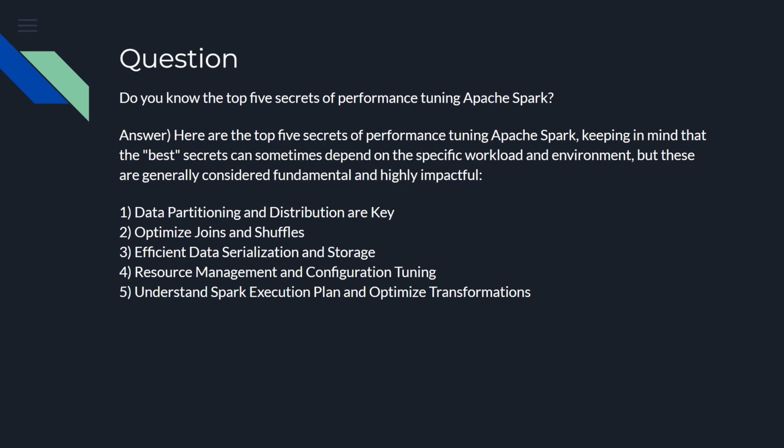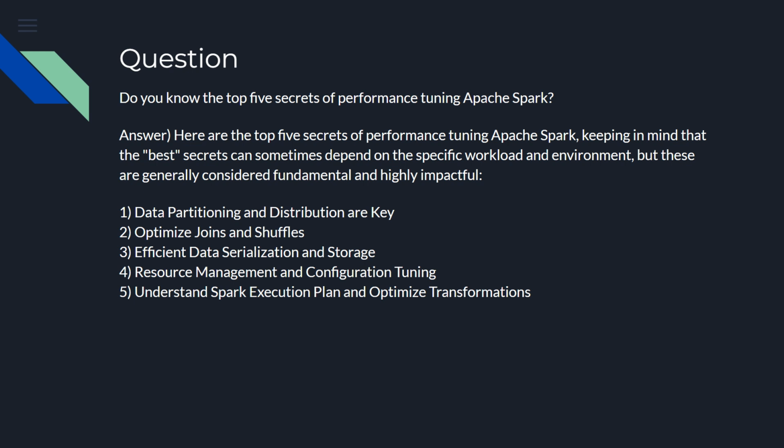Analyzing the Spark execution plan helps you understand how Spark is executing your queries and identify potential bottlenecks. Use the explain method on the data frame or SQL queries to see the physical and logical execution plan. Look for stages with excessive shuffles, full table scans where filters should be applied, or inefficient join strategies.